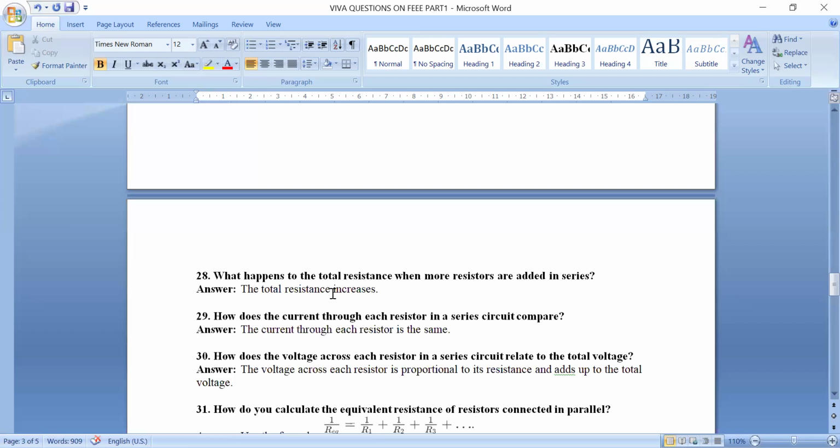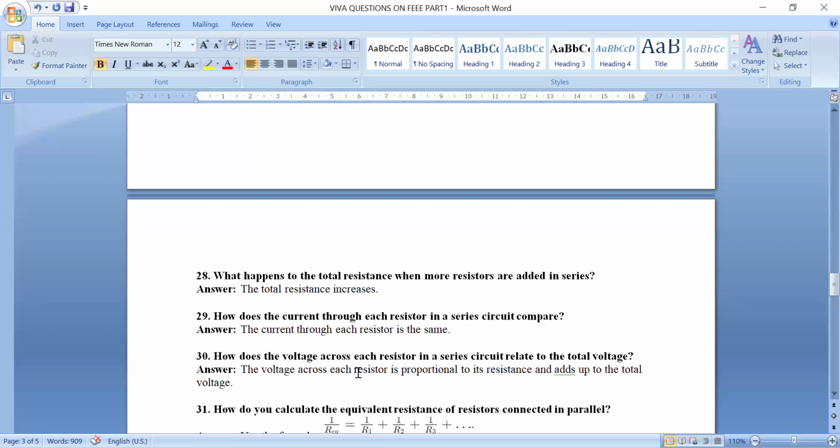How does the current through each resistor in a series circuit compare? The current through each resistor is the same. In a series circuit, the current remains the same in all the resistors, but in a parallel circuit, the voltage remains the same. This is very, very important for your next semester. The current remains the same in a series circuit, the voltage remains the same in a parallel circuit.